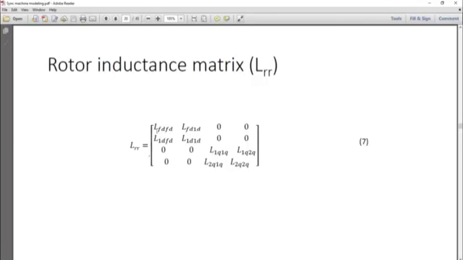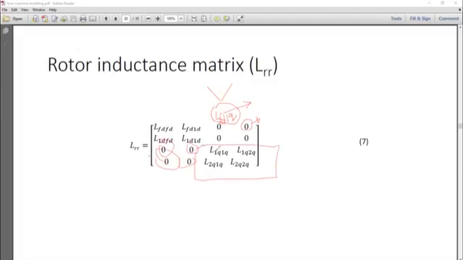So of course you will have FD, FD1D. Then what is this? This should have been FD1Q. Why is it 0? Because it is between the D axis and Q axis, and they are aligned at 90 degrees. D and Q axes are always at 90 degrees, so they don't have any mutual inductance. Similarly, LFD2Q will have 0 entries, and the remaining 0 entries follow the same explanation.